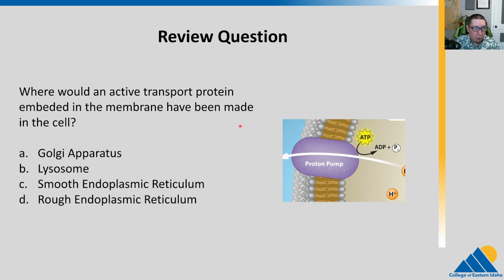All right, let's review before we finish this chapter here. So where would an active transport protein embedded in the membrane have been made in the cell? So we have this proton pump here, and you can see it is a transmembrane protein. It goes across it. It's embedded in the membrane. Where would that have been made to have this be the case? Go ahead and pause the video. Think about that.